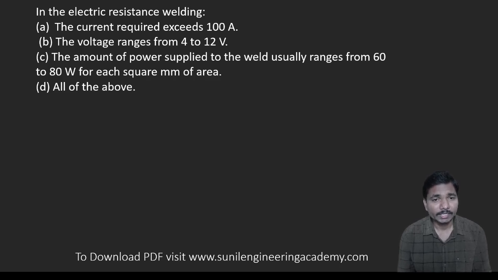In electric resistance welding, the current required will be high. Yes, correct. Voltage is somewhat less, correct. The amount of power supplied ranges from 60 to 80 watts for each square mm of area. It is also correct. So we can say the answer is option D, all of the above.